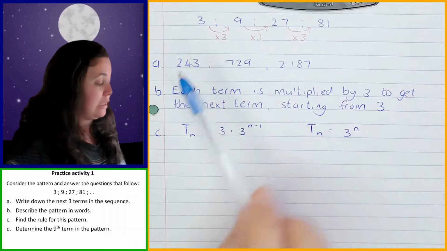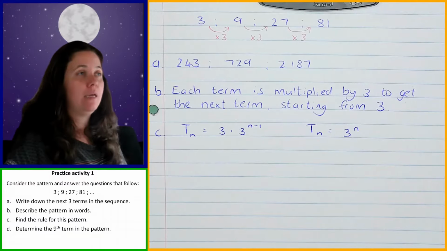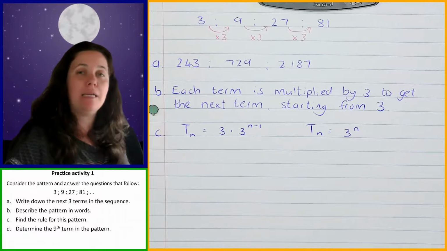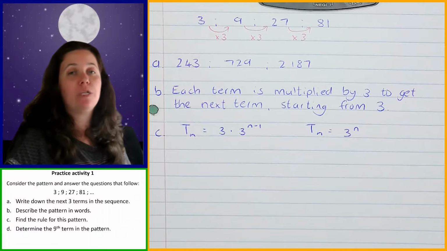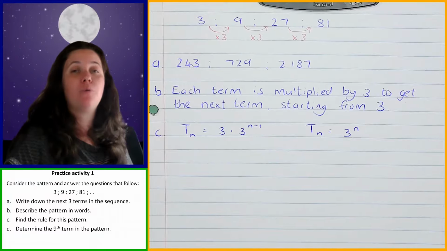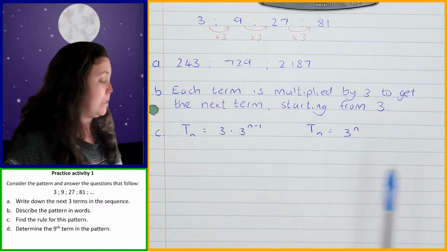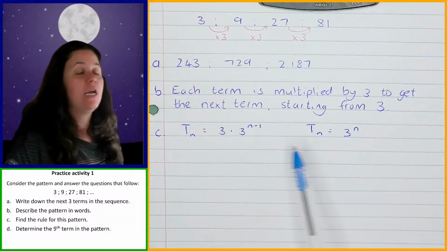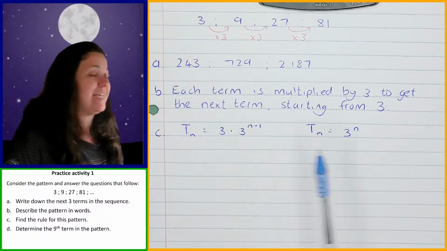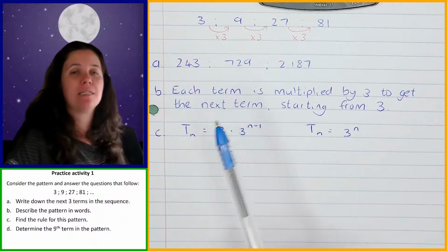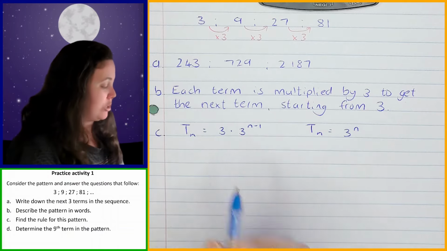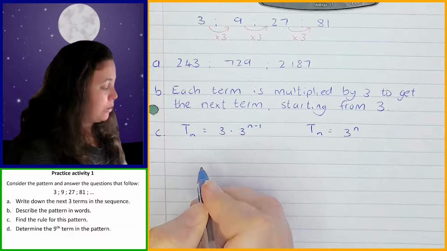Or you could also look at it as your pattern is 3, 9, 27, 81. 3 is 3 to the power of 1. 9 is 3 to the power of 2. 27 is 3 to the power of 3. So each time the exponent is the same as your term number. So over here, this is another way of writing this particular pattern's rule. This isn't always possible. It's only possible because the first term was the same as the common ratio or the constant ratio. Okay, so that's what our rule looks like.